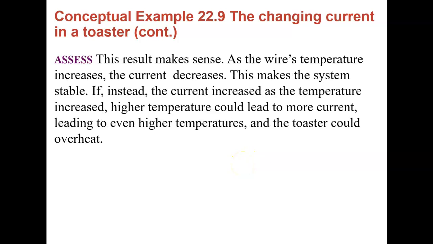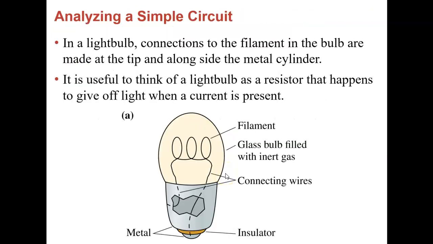As the wire's temperature increases, the current decreases. This makes the system stable. So if the current increased as the temperature increased, the higher temperatures could lead to more and more current, and the toaster would overheat, which is not good. You want to have a good temperature for that.